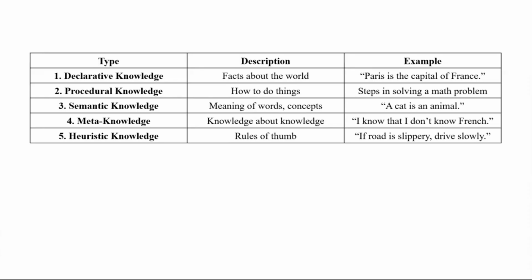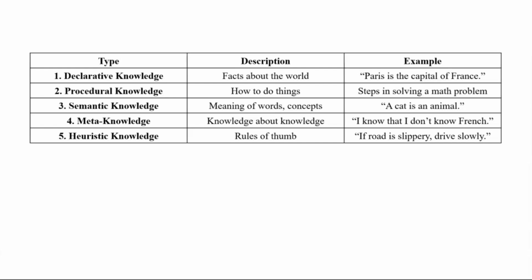Second one is procedural knowledge. Unlike declarative knowledge, procedural knowledge tells us how to perform a task. It consists of steps, methods, or procedures. For example, how do you make a cup of tea? The first step we are going to follow is boil the water. Next, we add the tea powder. Next, we add milk and sugar. And the next step is serve. These are some of the procedures we are going to adopt.